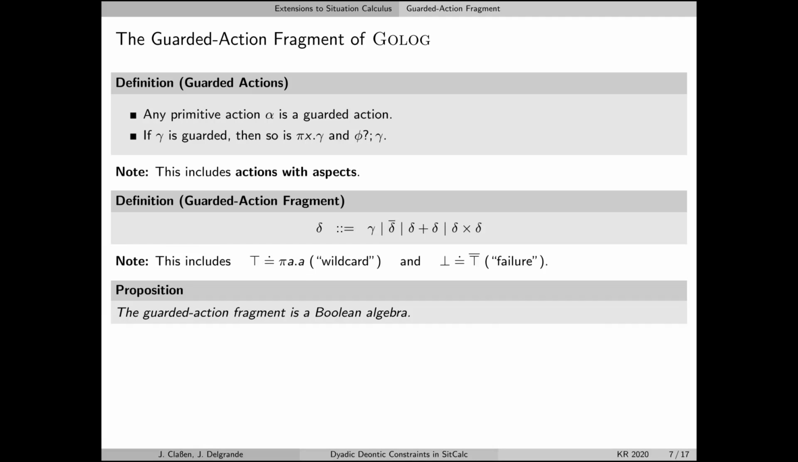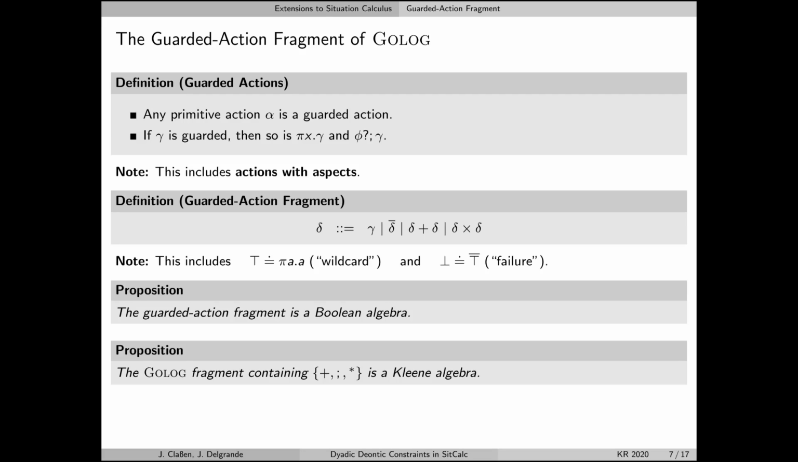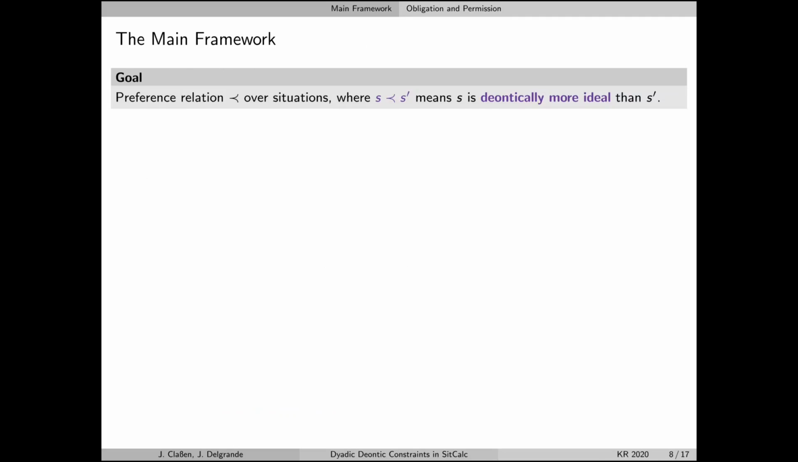Not too much of a surprise, we get that the guarded action fragment is a Boolean algebra. Also, the GOLOG fragment with non-deterministic choice, sequence and Kleene star is unsurprisingly a Kleene algebra. But what this tells us is that we can essentially just apply the usual laws and rewriting rules for these algebras to our programs. The goal for our main framework is to define a preference relation over situations, intuitively saying that a situation S is deontically more ideal than another situation S prime.